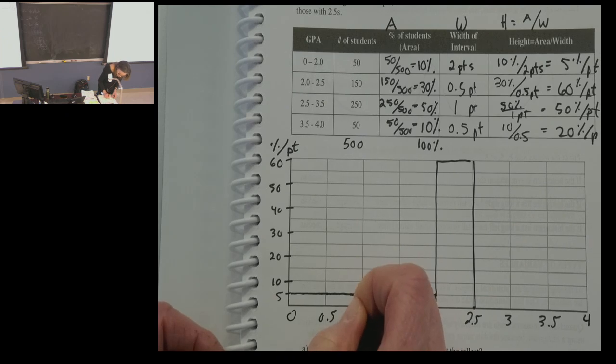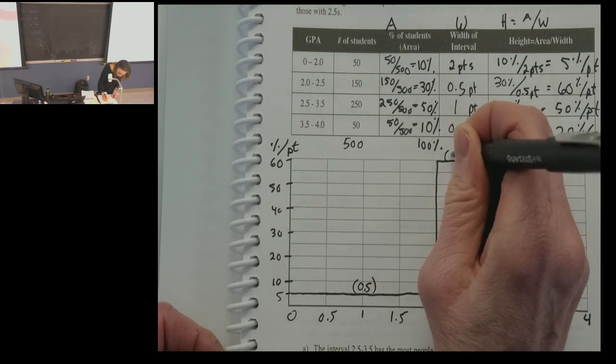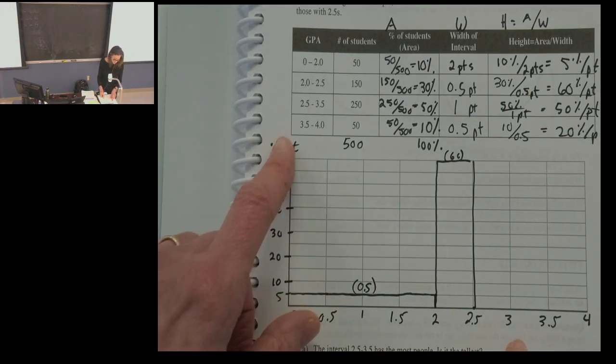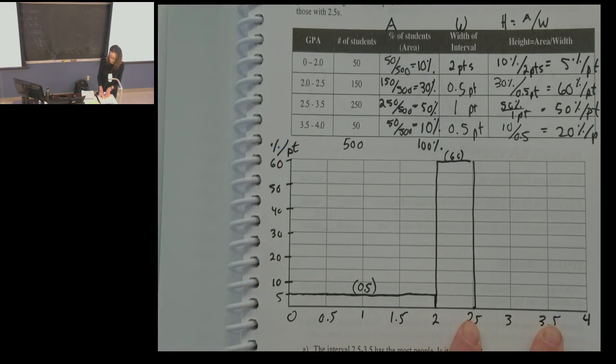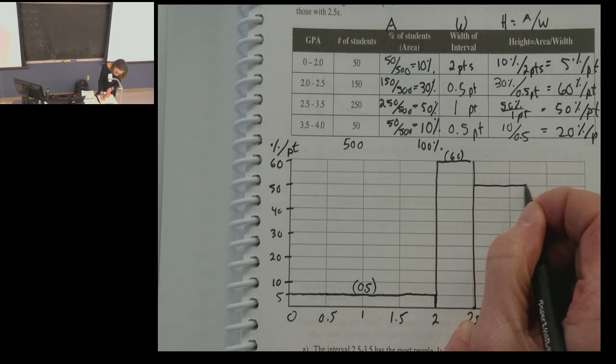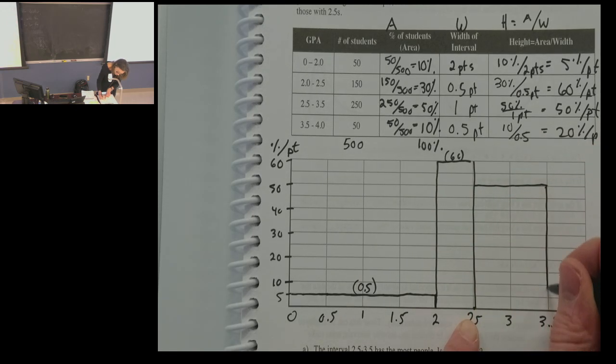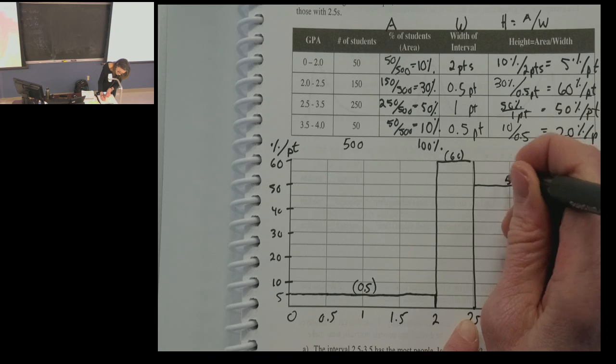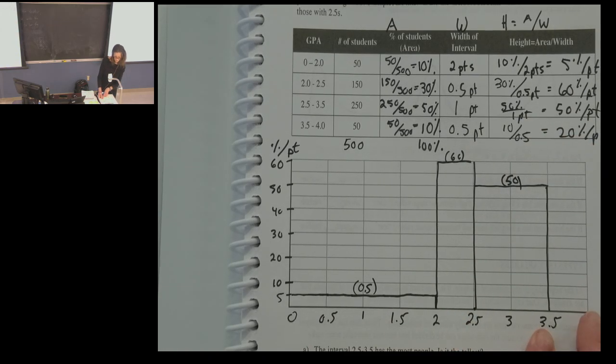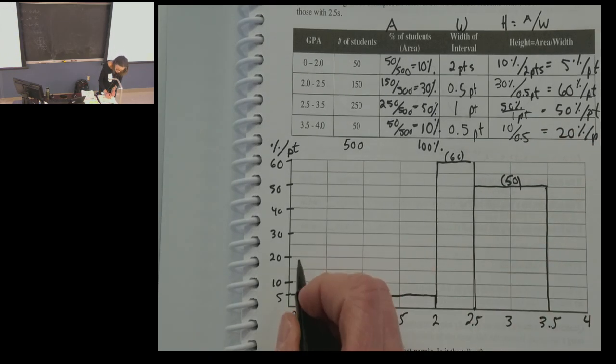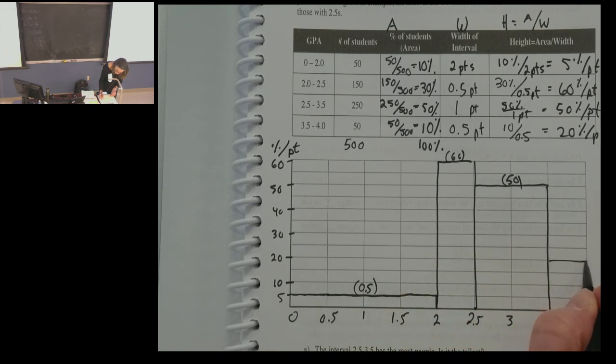I'm going to put this over 0.5, and this is 60. The next one is 1 unit, and it goes as high as 50. So that's here. So that's 50. And the last one is just a half a unit, and it goes to 20. So it's there.